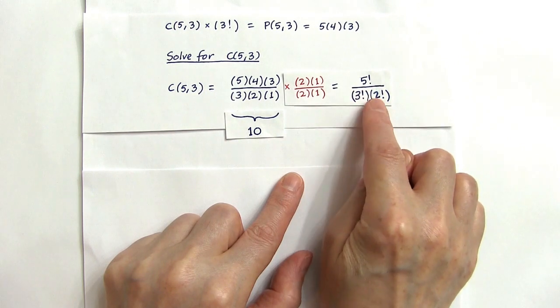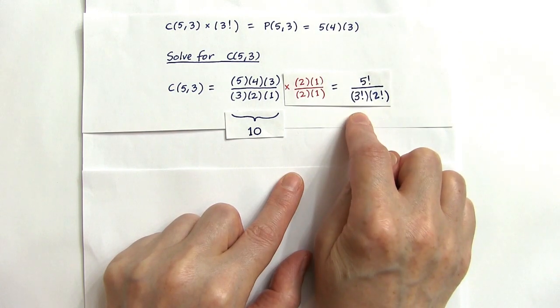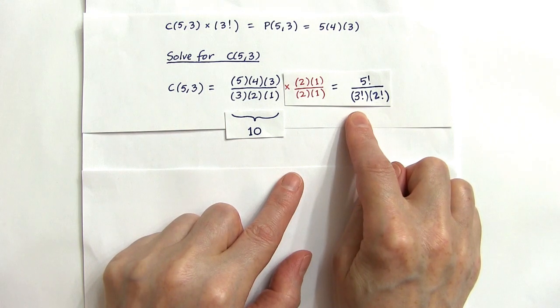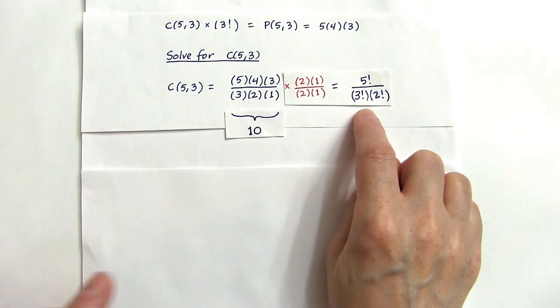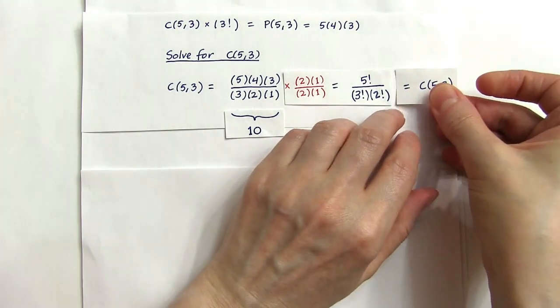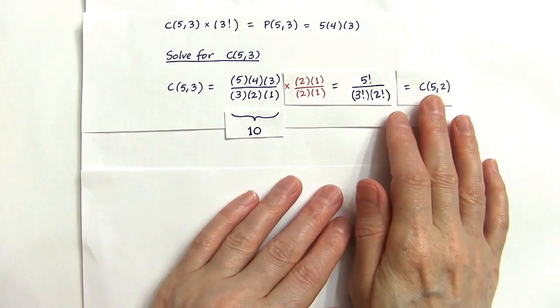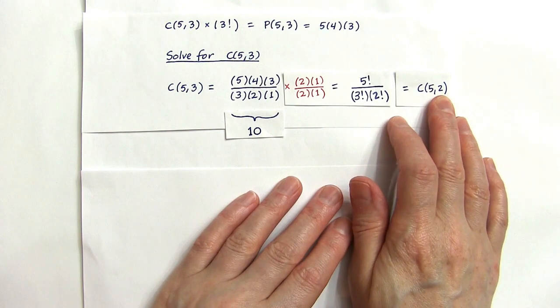And the 3 and the 2 add up to 5. And this formula always works out this way. And because of the symmetry of this formula, we can see that this quantity is also equal to the number of combinations of 5 distinct elements taken 2 at a time.